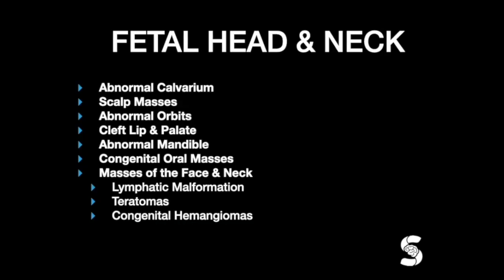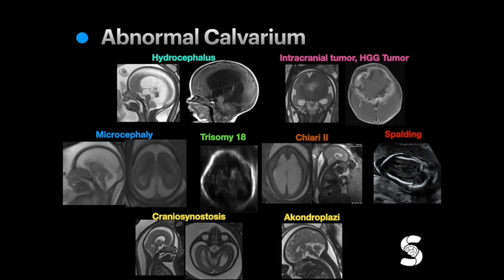Abnormalities of the fetal head and neck are an extensive group of diseases that can include malformation and masses. These are some of the lesions that we will cover in this lecture. Calvarial size, shape, and mineralization changes are all considered as abnormalities of the fetal skull. Macrocephaly is often related to underlying abnormality such as hydrocephalus and intracranial tumor. Microcephaly can be seen with various syndromes and malformations.